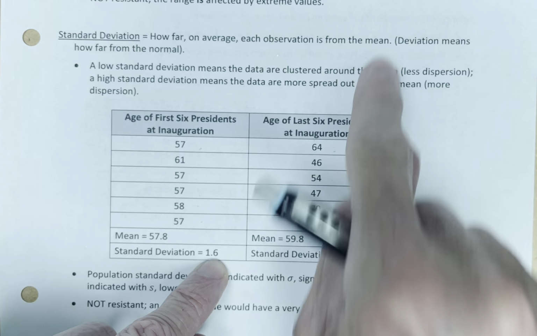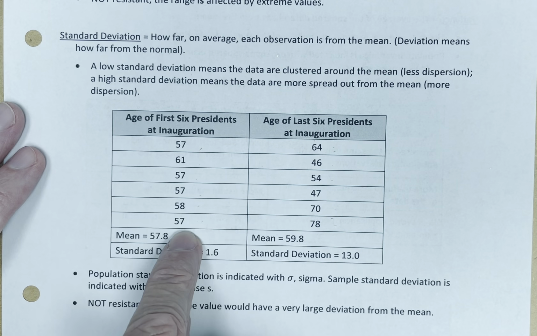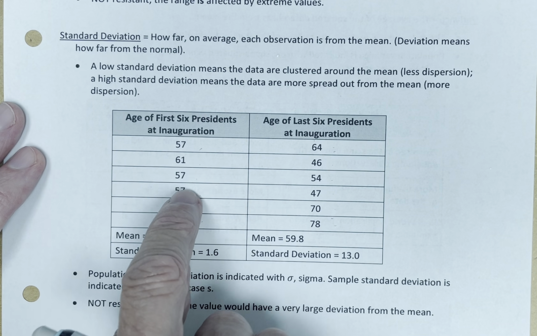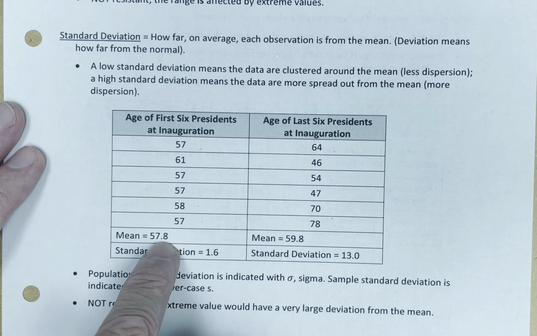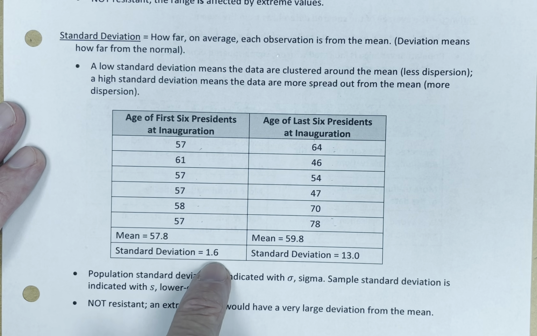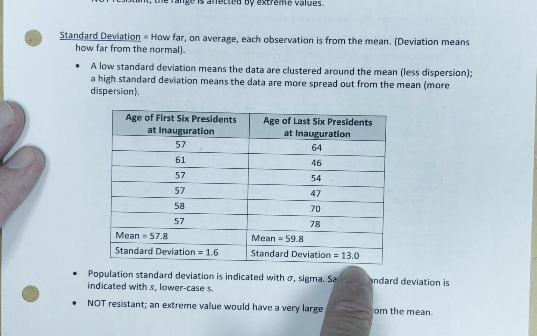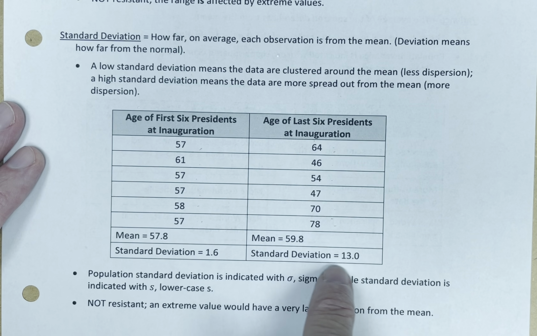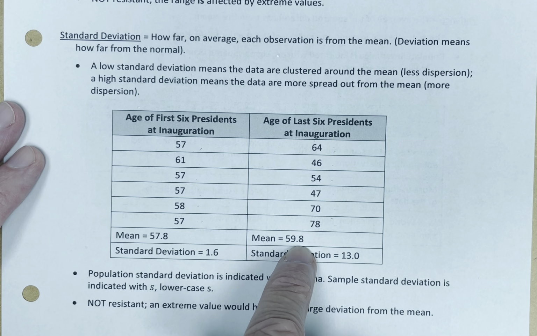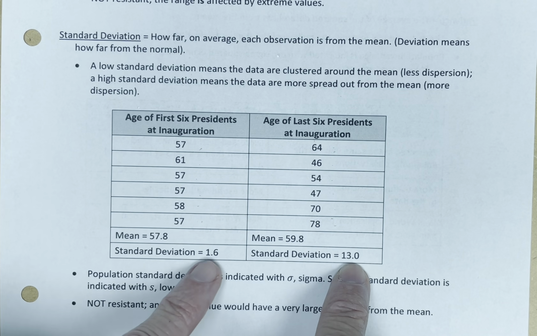They're really pretty close. But when I calculate the standard deviation, how far on average is each observation from the mean? On average, each of these ages are about 1.6 years from the mean of 57.8. That's a pretty tight group of data. They're all clustered together. Over here, on average, the ages of these presidents are 13 years away from the mean of approximately 60. Okay, that's a lot of spread.